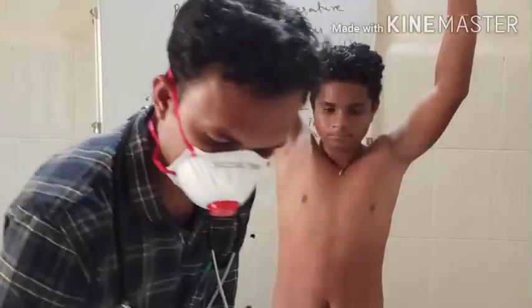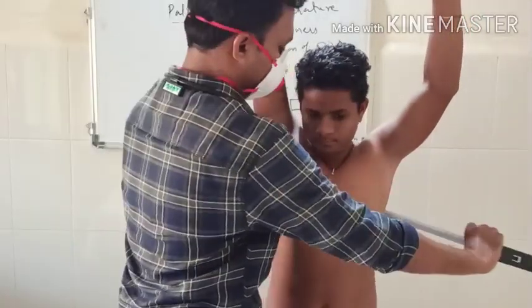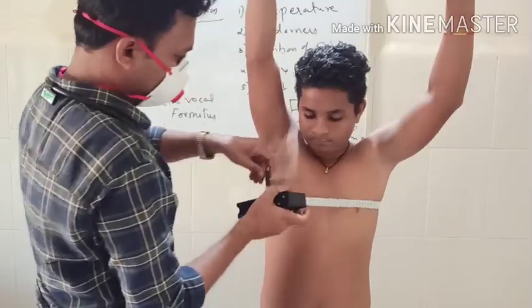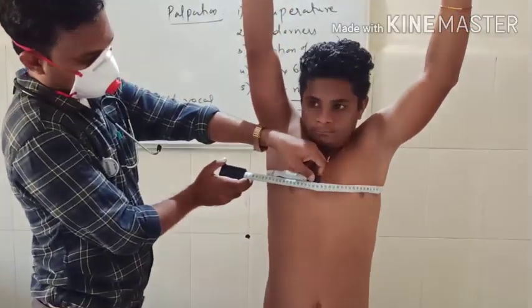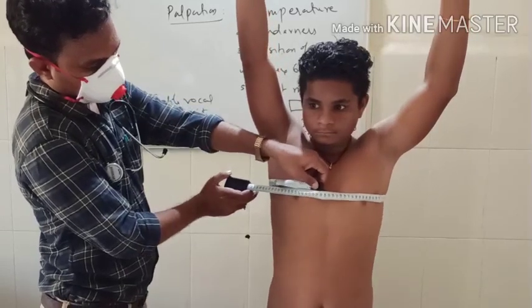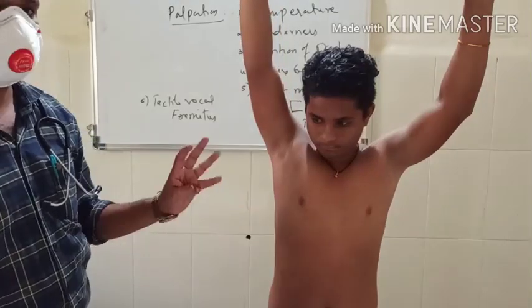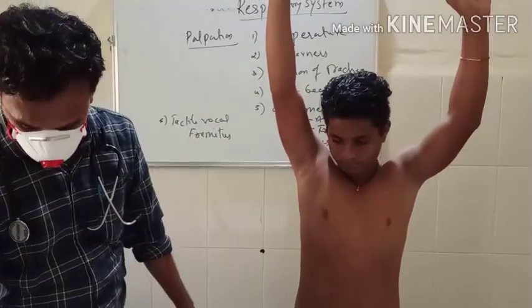Then you measure during inspiration and expiration. You measure like this. It is measured at the level of the nipple during inspiration and expiration. Usual expansion is 4 to 5 centimeters.